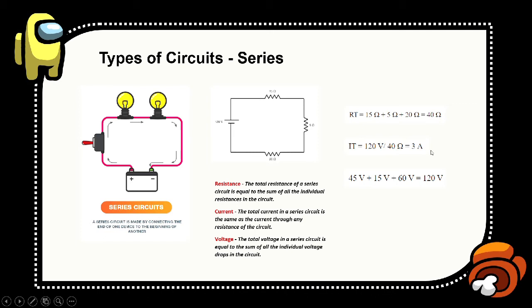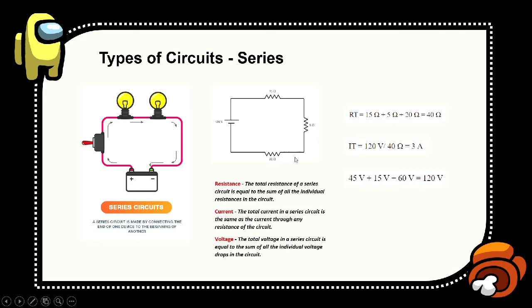And lastly, to get the total voltage, we determine the voltage drop across each resistance. So we use V is equal to I times R, where I is equal to 3 amperes and R is each of the three resistances. So V is equal to 3 amperes times 15 ohms, which is 45 volts. V is equal to 3 amperes times 5 ohms, which is 15 volts, and V is equal to 3 amperes times 20 ohms, which is 60 volts.